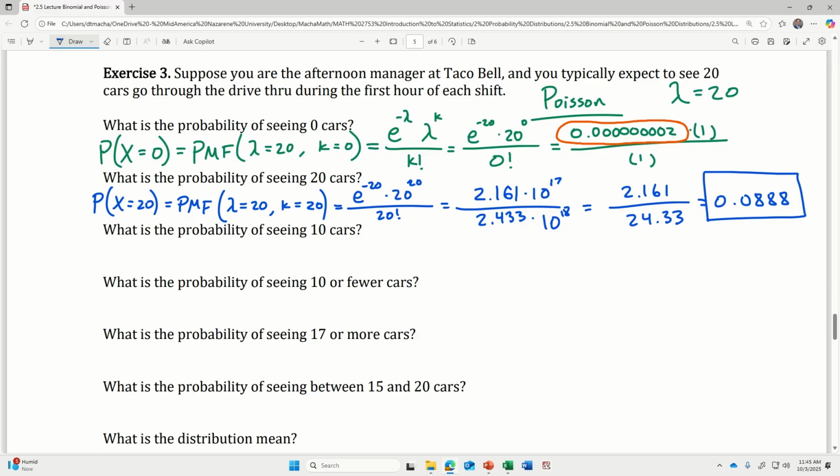So there's almost a 9% chance. There's a 9% chance that you'll see exactly 20 cars.